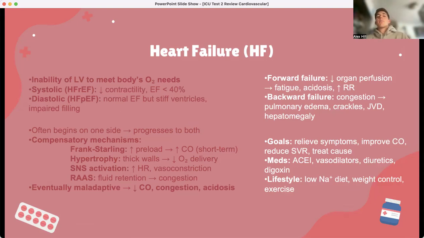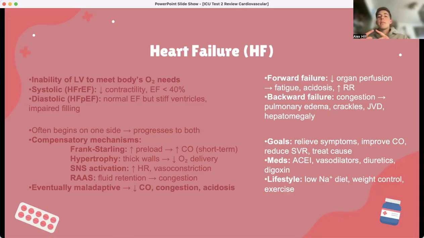And if your heart is not pumping out, the rest of your body doesn't get perfusion. And you'll get acidosis, right? Because you're going into anaerobic metabolism. You're getting increased respiratory rate because your body senses it's not getting the oxygen it needs, so it tries to bring in more oxygen through your lungs.